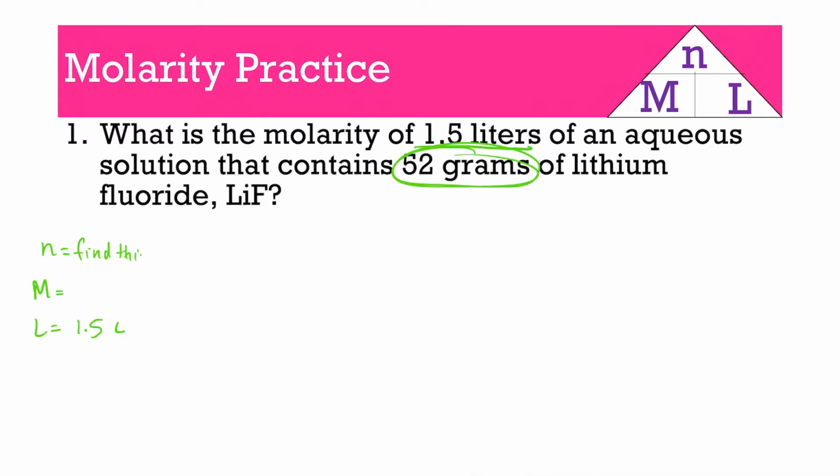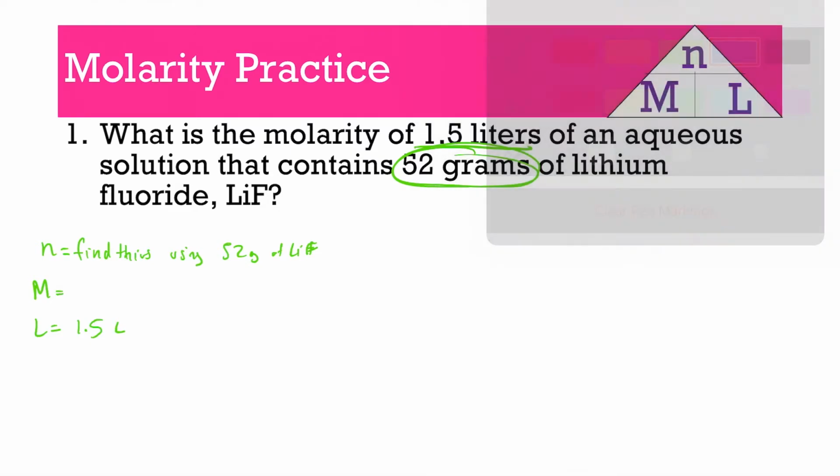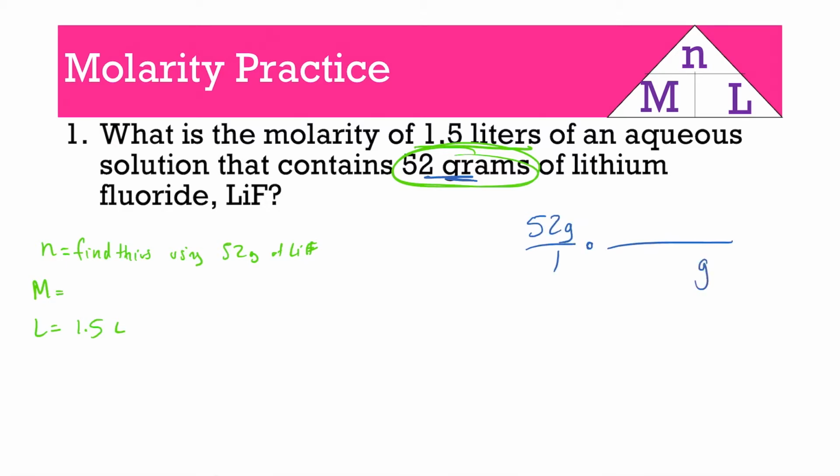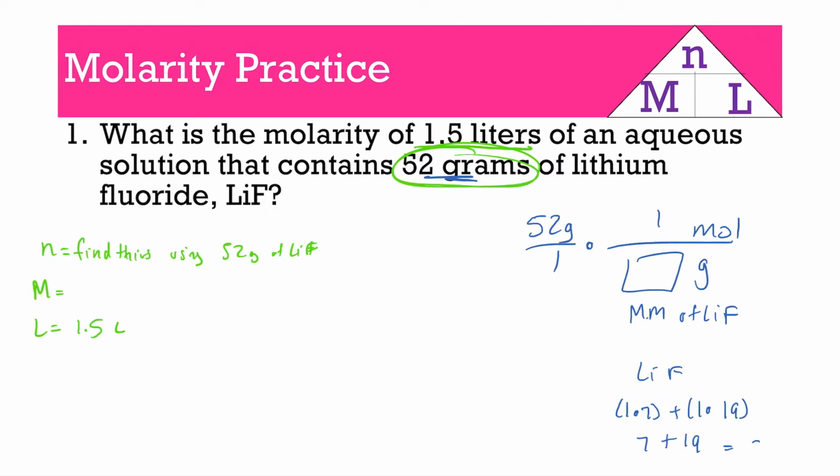Now, the problem is molarity has nothing to do with grams, moles isn't grams, but we have to use this grams to convert to moles and then use that number in our formula. So we have to find this using 52 grams of LiF. So this jumps back to what we did in the previous part of the video. Let's convert this to moles. So we have 52 grams, grams over 1. Grams on the bottom, moles on top, 1 mole. Again, this is the molar mass of LiF. And in LiF, we have 1 Li, which has the mass of 7, plus 1 F, which has the mass of 19. 7 plus 19 is 26 grams per mole.